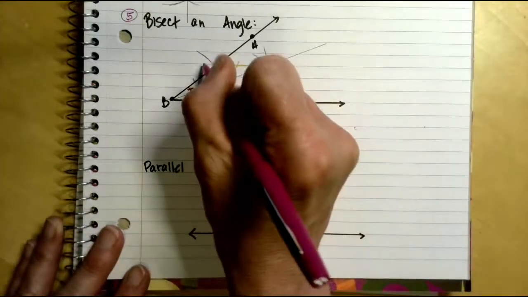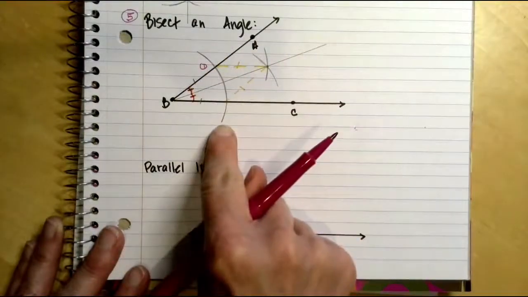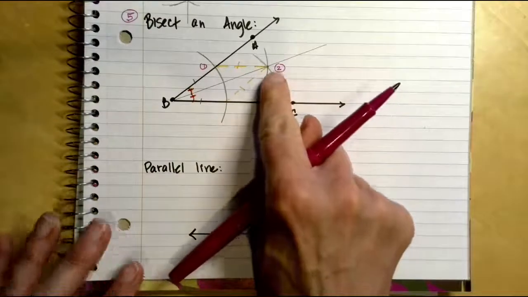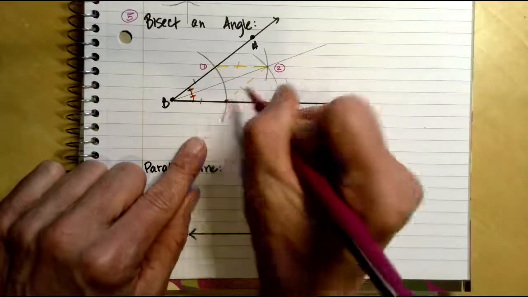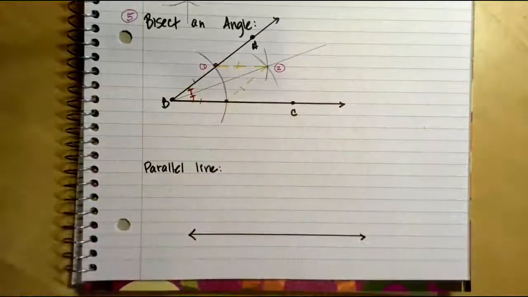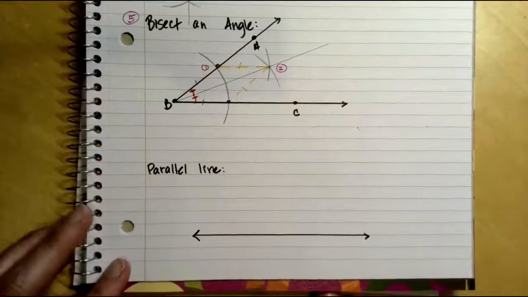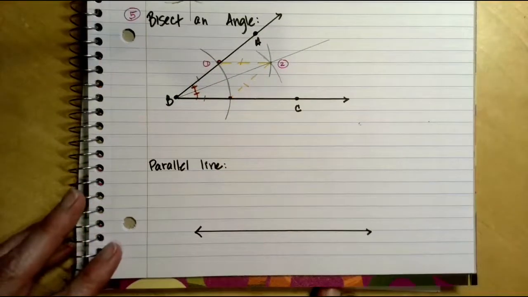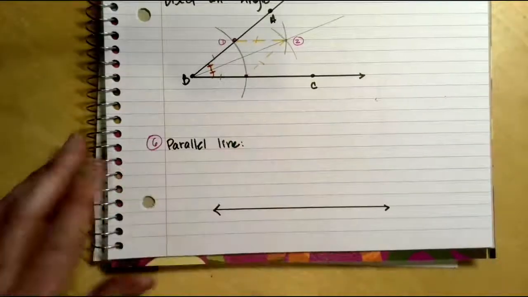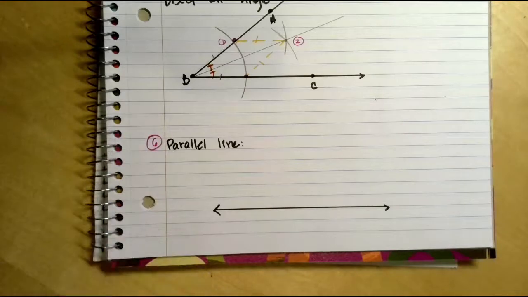It starts with step 1, drawing this working arc, and then step 2, drawing these arcs from these points of intersection out to the middle and then connecting, and you end up with that angle bisected. All right, our last construction we're going to talk about is drawing a parallel line.